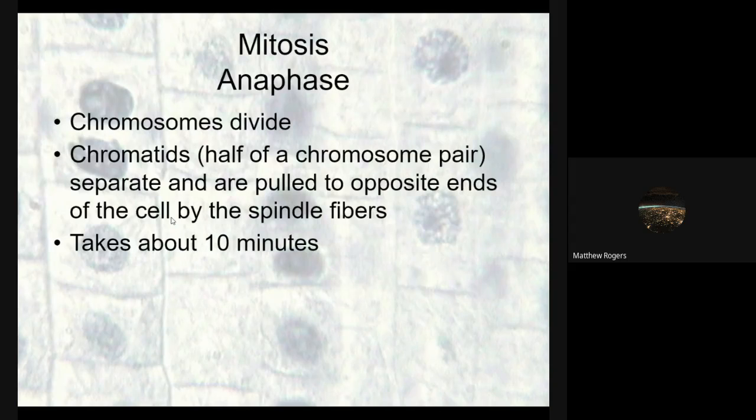Next one is anaphase. So in anaphase, the chromosomes are going to be dividing. They're going to be splitting up. So those X's are going to go to different sides. And they're going to form chromatids, and half of each is going to go to either side of the pole. So we're moving away from each other. You're going to notice this in the picture. It makes a lot more sense in the picture. But these X's are being pulled apart slowly. This takes about 10 minutes.